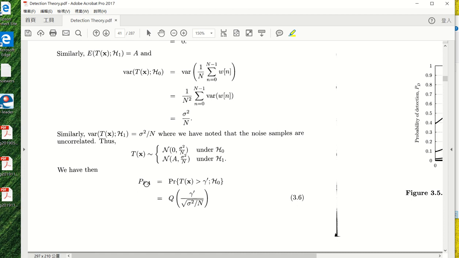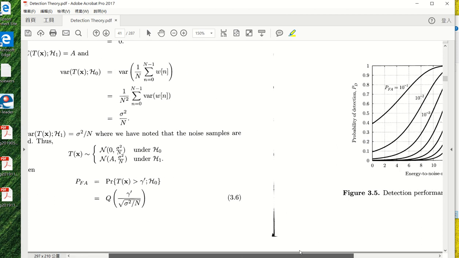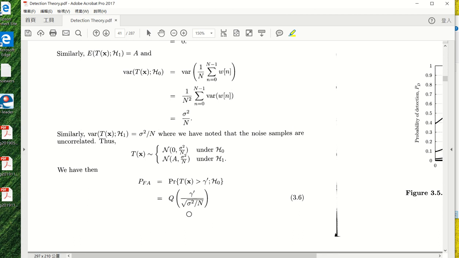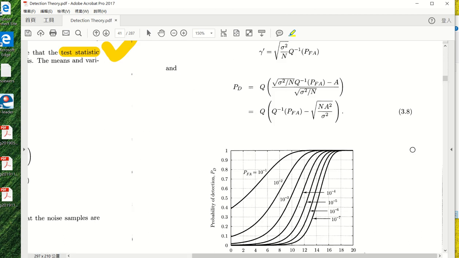So now that false alarm becomes a Q function because it's Gaussian distribution, and then Q function this way. It has to be divided by a standard deviation. Right? You take the square root of the variance, you get standard deviation. And then when it's divided by standard deviation, it becomes standard Gaussian. And then when it's standard Gaussian, then we can use Q function. Q function only applies to standard Gaussian. So that's how we come up with this Q function.